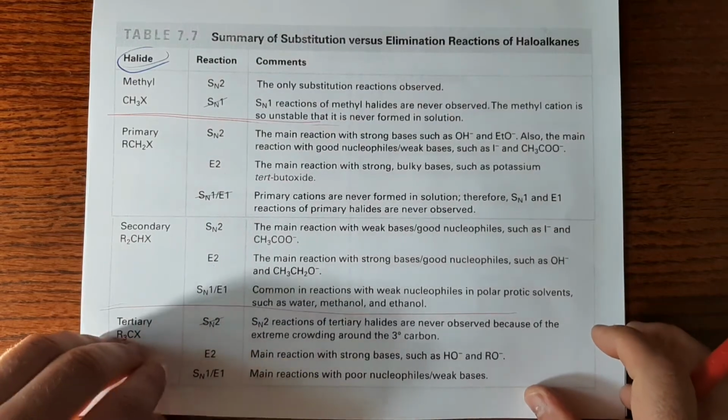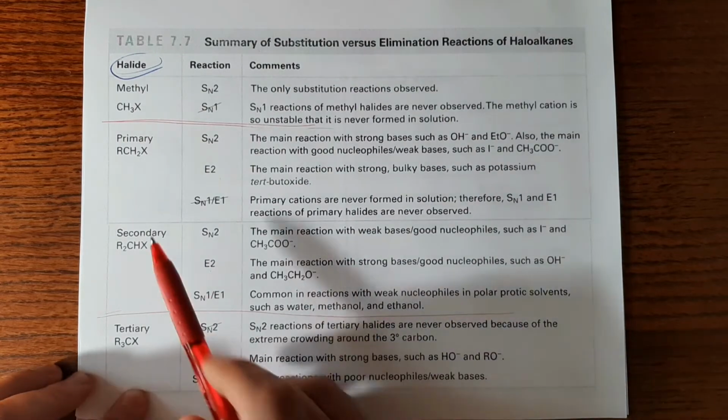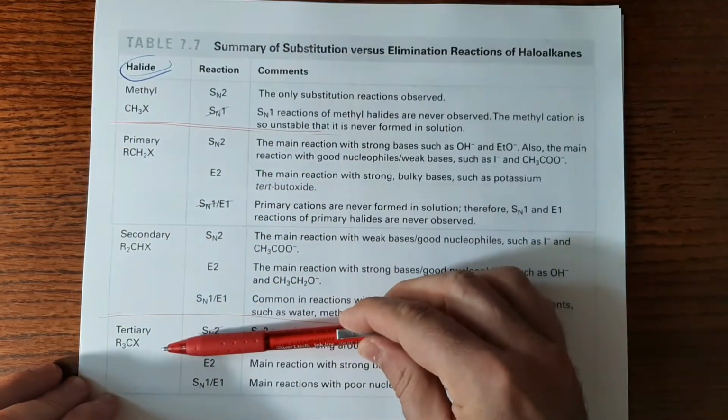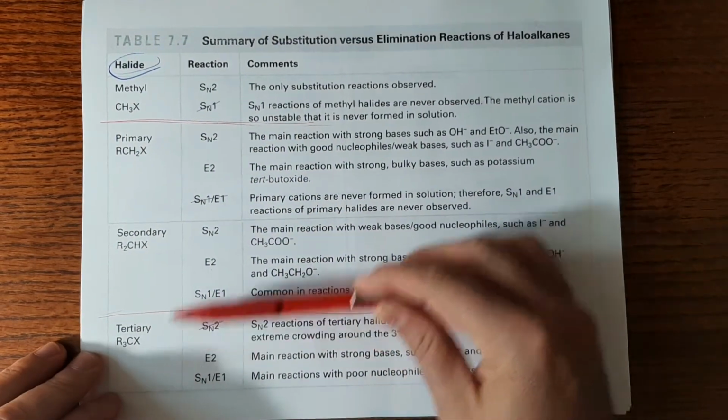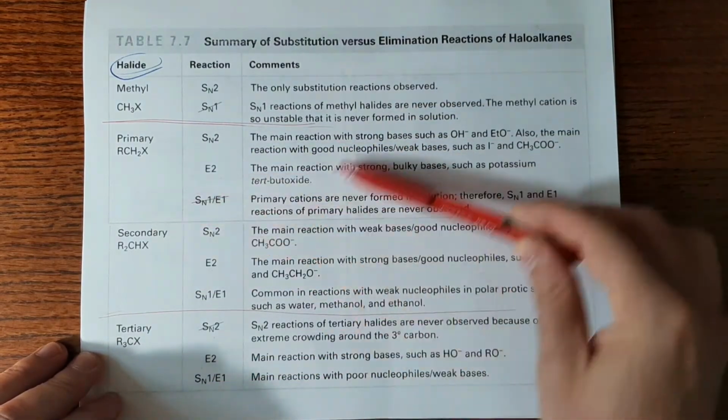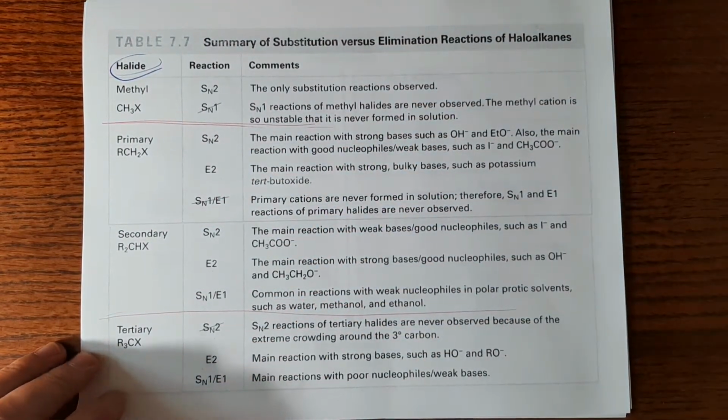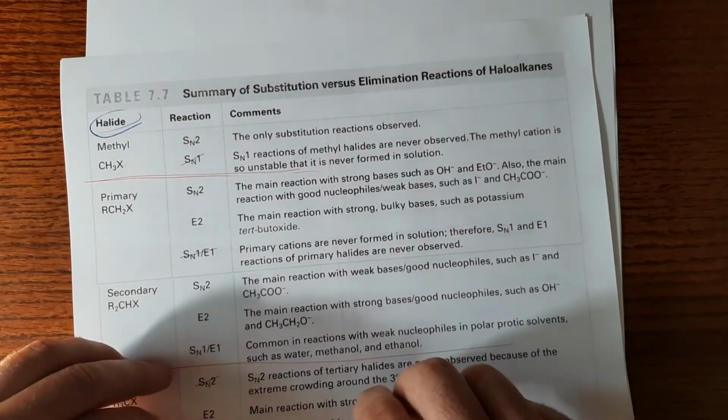So this is a great table. It's a pretty easy to use thing. You just have to start by analyzing the alkyl halide, which category are you in, and then it'll tell you what you might be getting, which mechanism might happen. All right, here's another one.